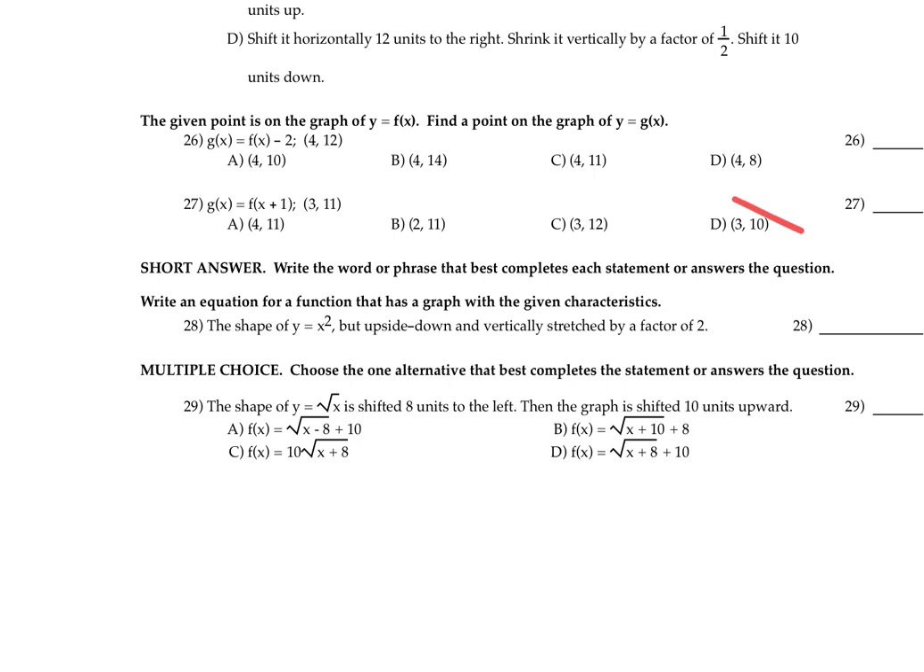And then think about which value is going to change. Is my x value going to change? If I move it left or right, my x value will be different. If I move it up and down, my y value will change. 28, you're actually going to write a new equation that fits these two descriptions. And then 29, match the equation with what's happening. So sometimes they give us the equation, we have to identify what's happening. Sometimes they tell us what's happening, we have to write the equation. So both ways.